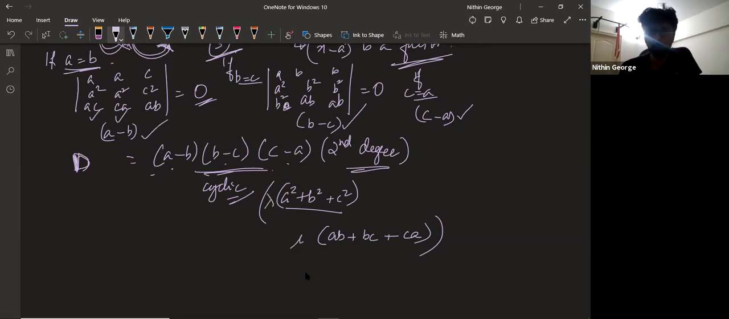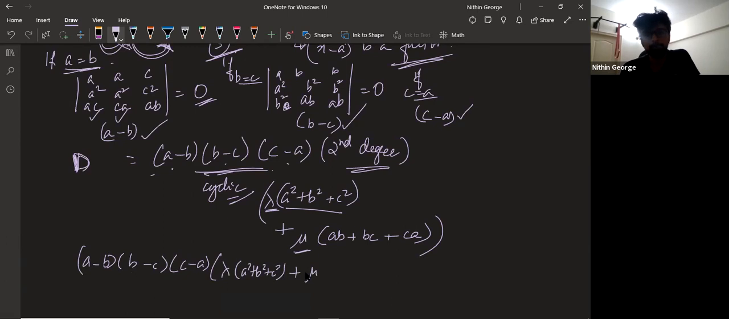So I'll bring in two constants in case it's a combination of both. If it's not a combination, one will become 0. That's the idea. The other won't exist. So now we almost have our answer here. Determinant will be A minus B, B minus C, C minus A into lambda into A square plus B square plus C square plus mu into AB plus BC plus CA.